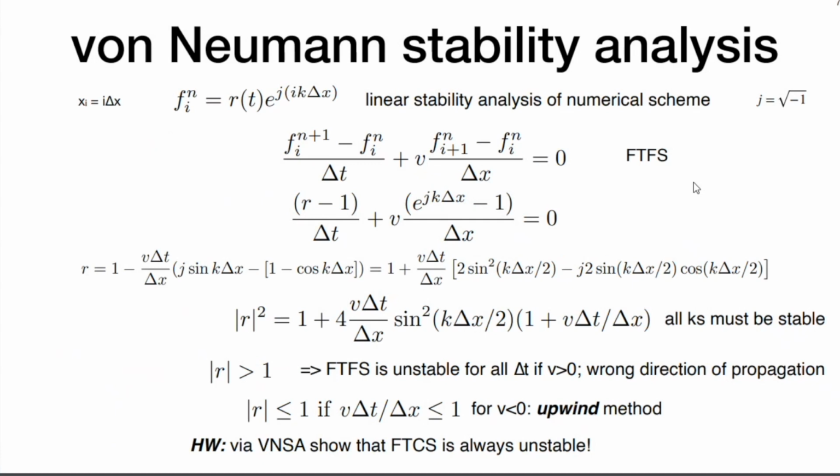So this is homework. Via von Neumann stability analysis, show that FTCS is always unstable, whatever the delta t is. What we are doing here was FTFS, forward time, forward space. That's also possible because you're propagating information from both sides, and one of them is definitely unphysical, irrespective of the direction.